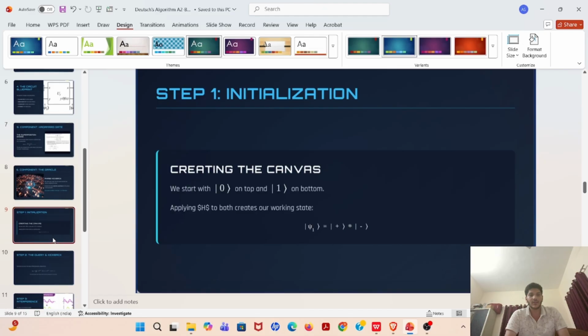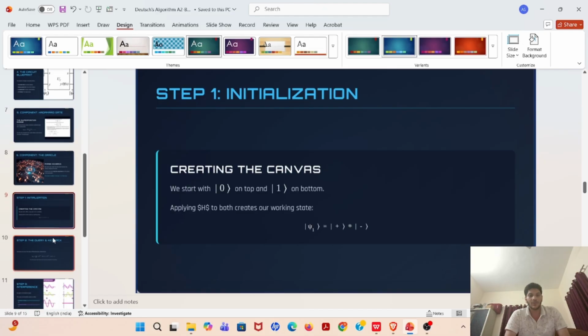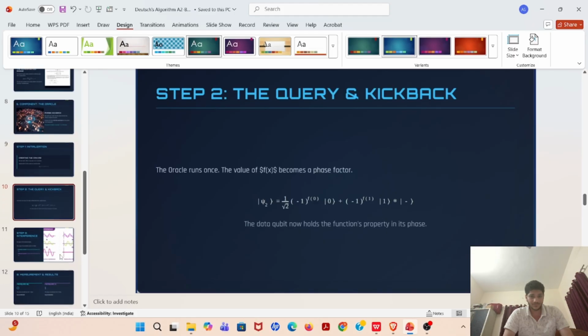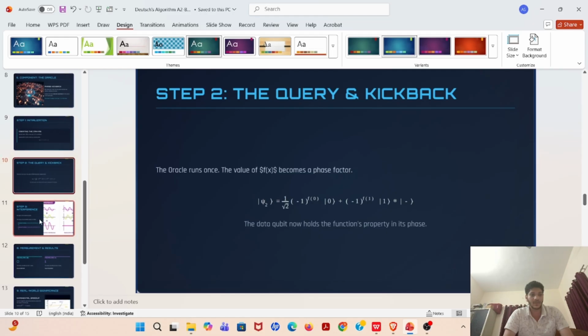Next is the step by step. We start with 0 on top and 1 on the bottom. Then we apply the Hadamard gate on both, which creates a working state. Next, this is the query and kickback.